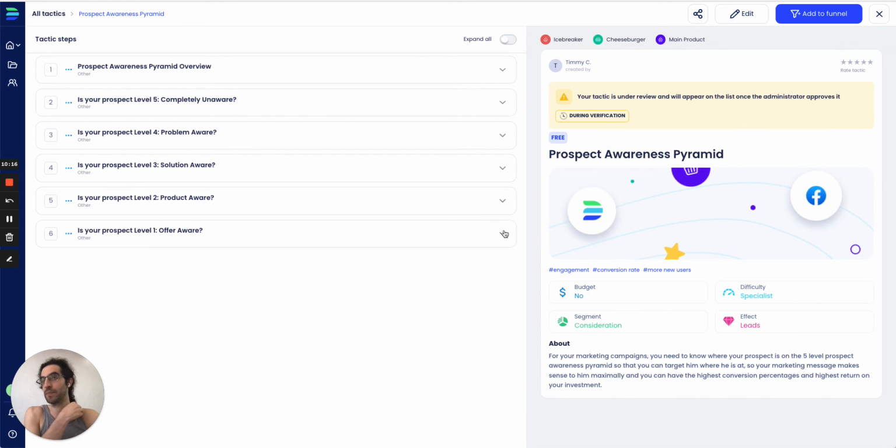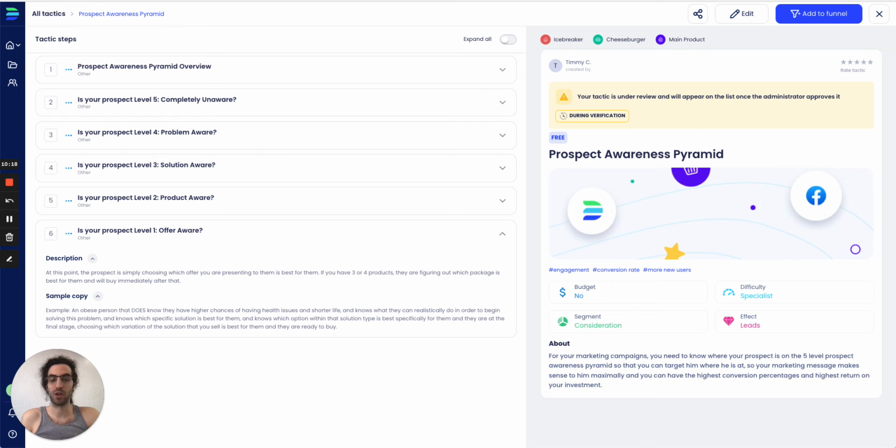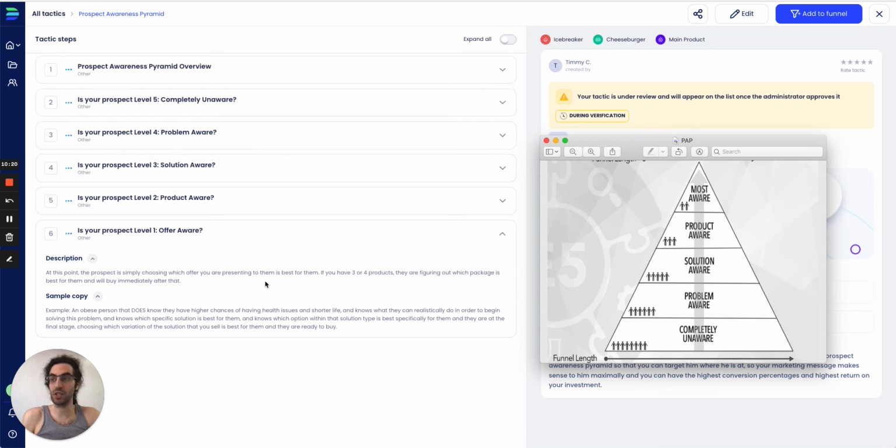And lastly, offer aware. So at this point, the prospect is aware of your offer, and perhaps you have 3 offers, 3 different packages or types of product. They're just trying to figure out which offer is best for them. So if you have 3 or 4 products, they're figuring out which package is best, and they will buy immediately after you can convince them that it's best for them. Now, example, you get it, right? It's at the end, and they're ready to buy.